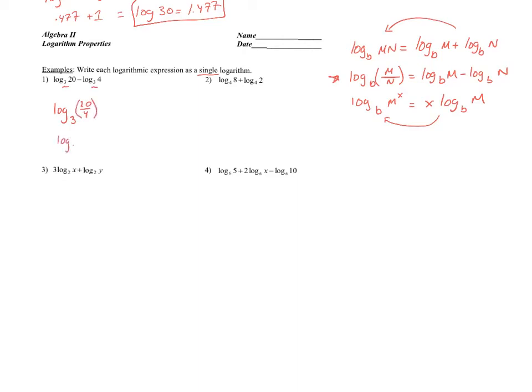So that'll become the log base 3. 20 divided by 4 is 5. And voila, we're done. Okay, let's take a look at the second example.